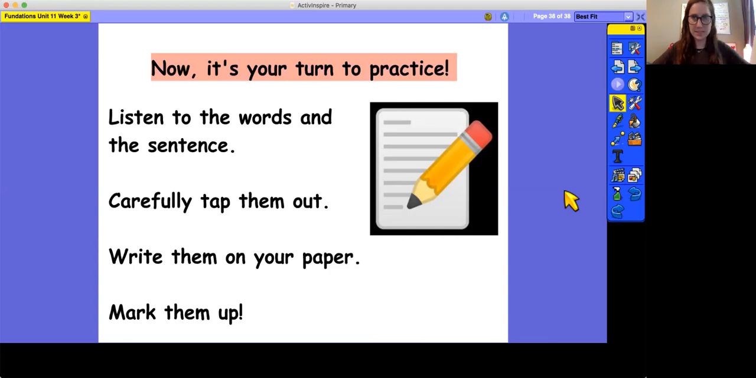The second sentence is 1, 2, 3, 4, 5, 6 words long. Remember how to start a sentence and how to end it. The sentence is, that friend tells the best jokes. That friend tells the best jokes.